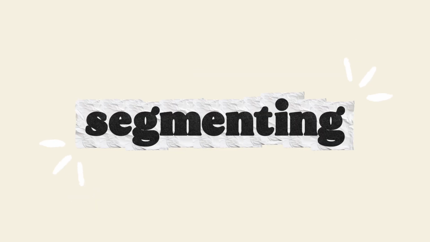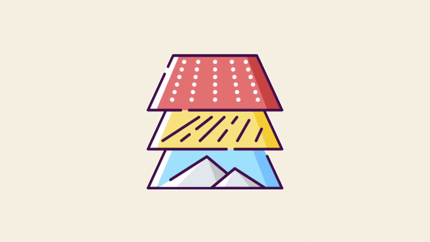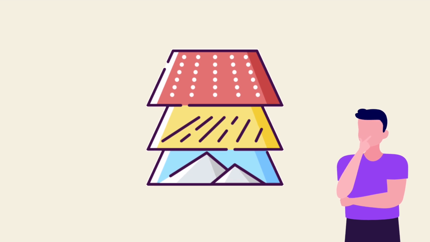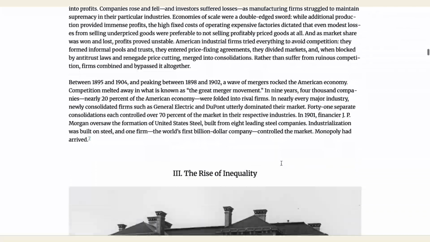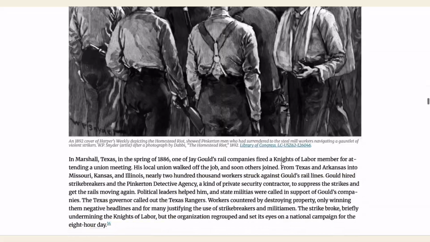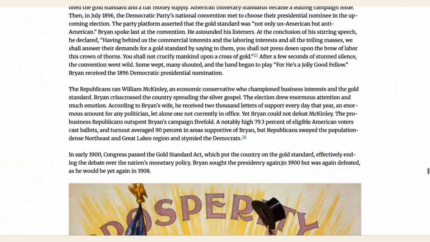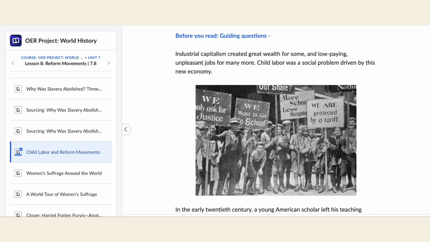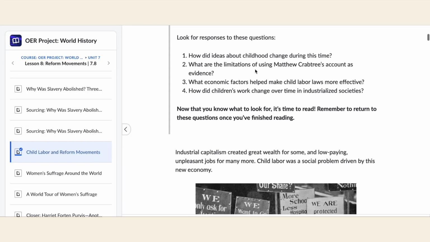The first is the segmenting principle. This principle suggests that we take complicated information and divide it into smaller sections so that learners can move through at their own pace instead of being presented in one uninterrupted lesson. Here you can see an example of no segmenting. This is a chapter in a college textbook online, and here is a segmented version of the same topics.